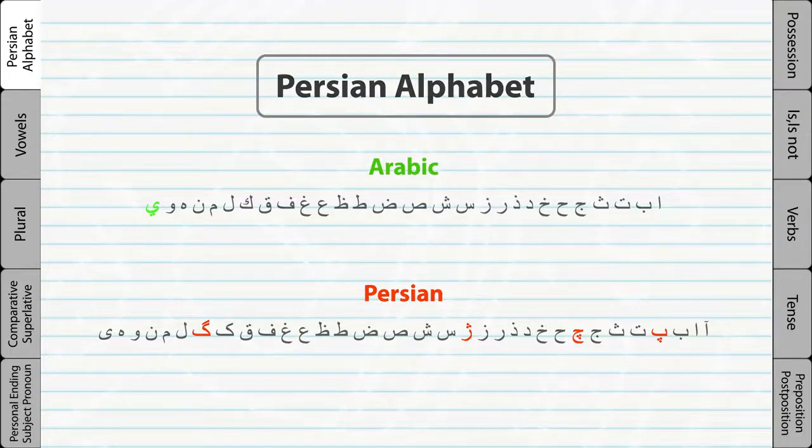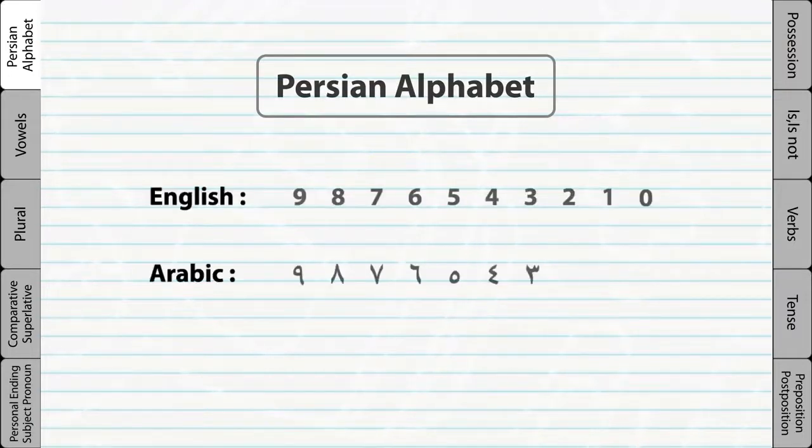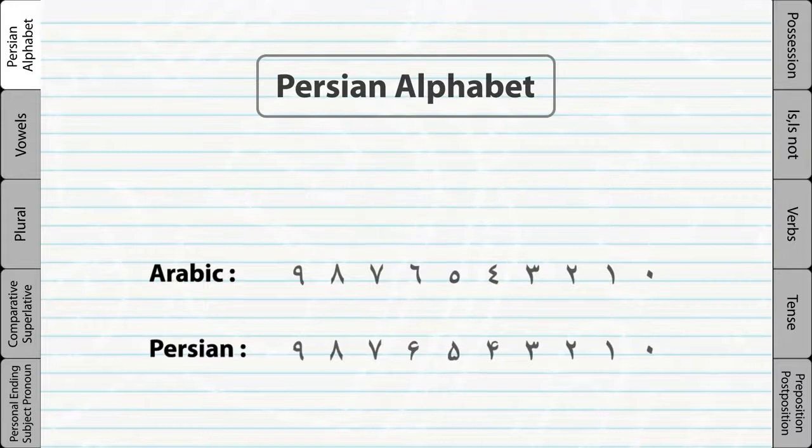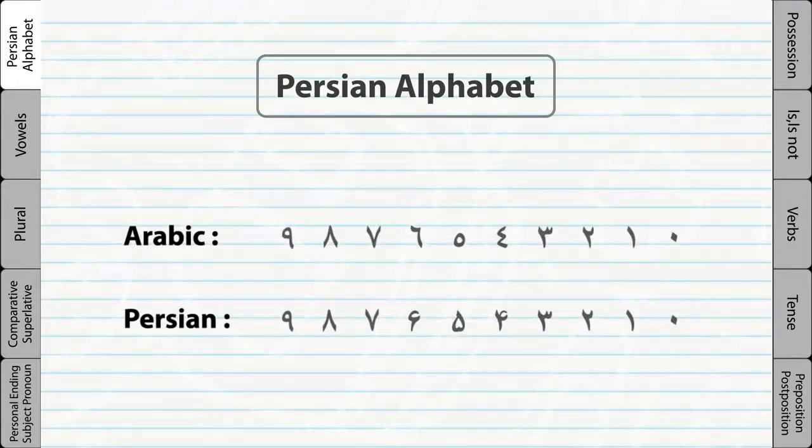Literary and colloquial Persian. Literary Persian is slightly different from the colloquial or spoken Persian, but the differences are not significant and can be learned very quickly. But since this is an intro video, we will only talk about the colloquial or spoken Persian. Persian and Arabic numbers are also very similar, except for the numbers 4, 5, and 6.